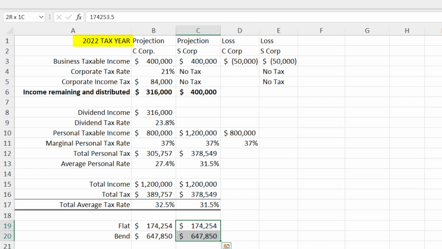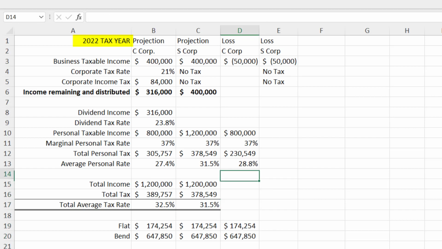Our flat and bend points are still in the same place. I'm just going to copy those over. So we can just copy this formula across. And their income tax is going to be $235.49, which is an average personal rate of 28.8%. And again, just taking a look at those formulas, we're just taking the 174,254 plus the amount of taxable income over that bend point times the marginal tax rate. And our average personal rate is the tax divided by total income.